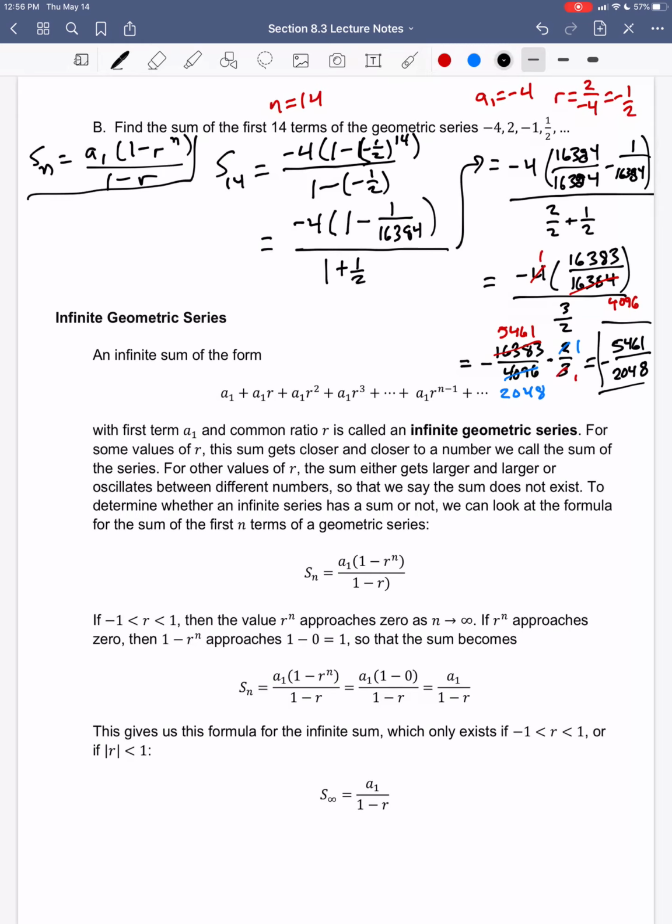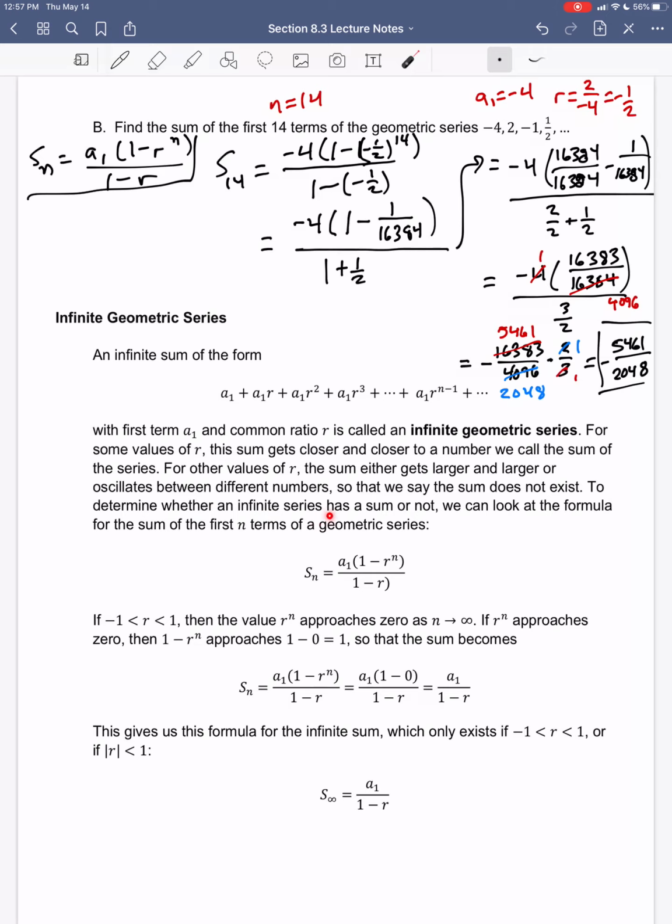Okay. So an infinite geometric series, if I have a sum like this, it just goes on forever. So this dot, dot, dot at the end, it never stops. We call that an infinite geometric series. Now for some values of r, as I add more and more terms, the sum gets closer and closer to a number we call the sum of the series. For other values of r, the sum either keeps getting larger and larger, or it oscillates between different numbers. It goes back and forth between different values. So in that case, we say a sum does not exist.